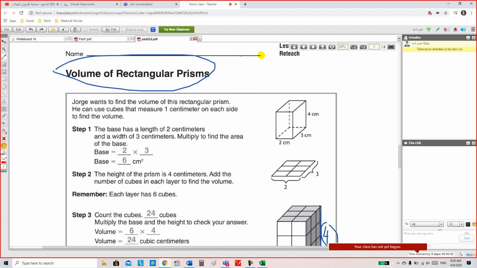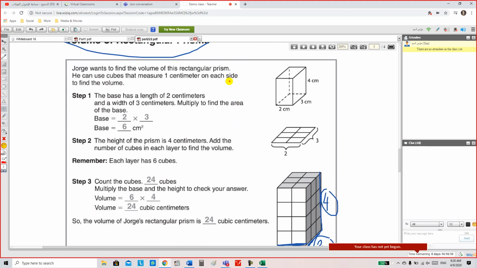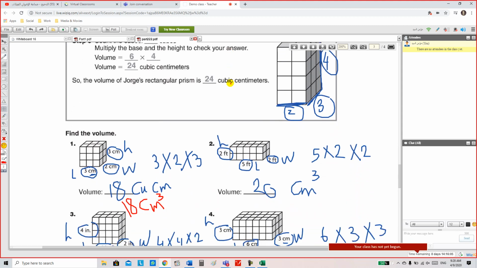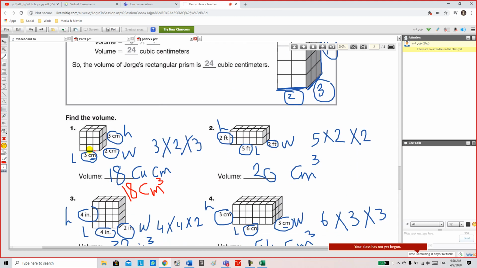Volume of rectangular prism. If you want to get the volume of a rectangular prism, as we studied before in the previous page, you have to multiply the 3 dimensions by each other to get the volume. So we have length at 3 centimeters, width at 2 centimeters, height as 3 centimeters. So multiply them together. 3 multiplied by 2 equals 6, multiplied by 3 equals 18 cubic centimeters. We can write cubic centimeter like that, or we can write centimeter cube like that.